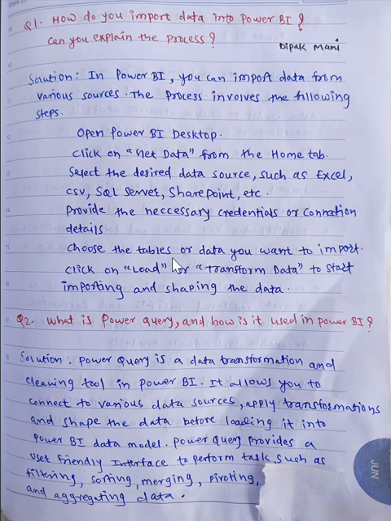Next, choose the tables or data you want to import, right? Then click on Load or Transform Data to start importing and shaping the data. Suppose there is no necessity for cleaning the data, we just click directly on Load. And suppose I want some cleaning done, like removing or adding columns, then we use the Transform Data option. We choose that option, right? So those are the steps for importing data into Power BI Desktop.